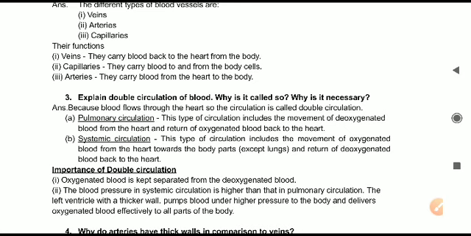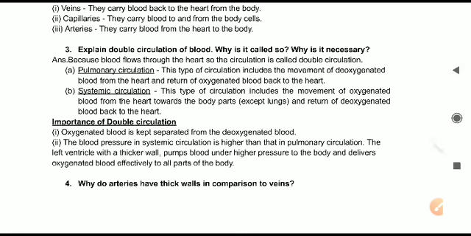Question 3 now, explain the double circulation. Why is it called so? Why is it necessary? Because the blood flows through the heart twice, the circulation is called double circulation. Two types of circulation are there. One is pulmonary, second is systemic. First we'll read part A, pulmonary circulation. This type of circulation includes the movement of deoxygenated blood from the heart and return of the oxygenated blood to the heart.